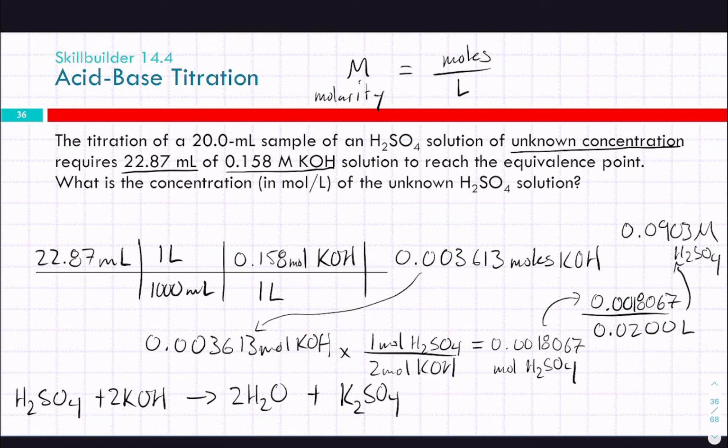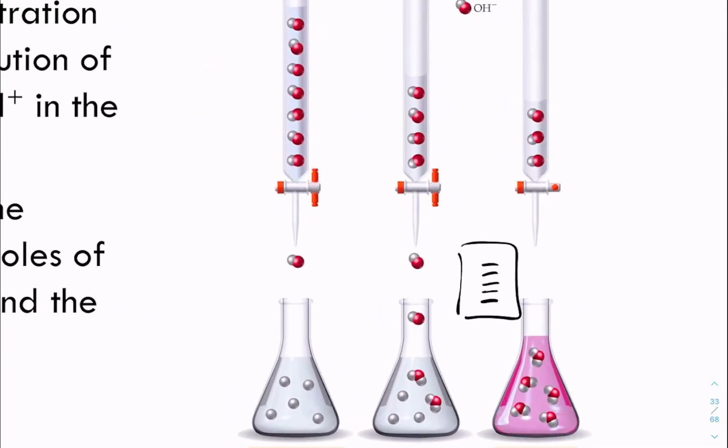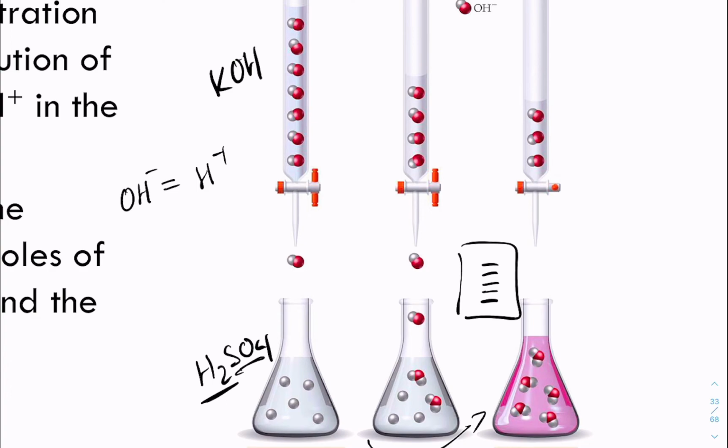Yeah. The key concept with this is that we're adding, where was that slide? I like this slide. Right, we added all of this potassium hydroxide, and there was H2SO4 in the flask. So the amount of potassium hydroxide that we add to get it to this point tells us that sulfuric acid's all used up, that the OH minus equals the H plus. And that's why we needed the ratio between H2SO4 and potassium hydroxide, which is just one OH, because there's two of these for every one of these.